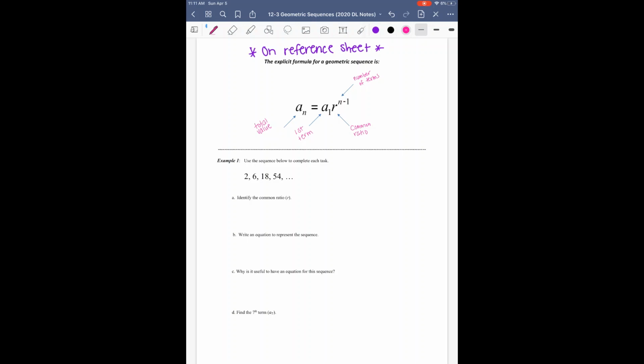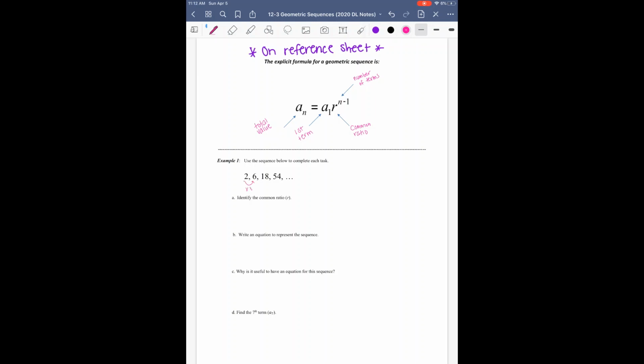Okay, so let's look at example number 1. Use the sequence below to complete each task. We've got 2, 6, 18, and 54. So I'm going to first figure out if this is arithmetic or if this is geometric, based on if there is a common difference. Are we adding or subtracting something, or is this a common ratio, or are we multiplying something each time? So 2 times 3 is 6, 6 times 3 is 18, and so on. So this is going to be a geometric sequence because we have a common multiplier or a common ratio each time.